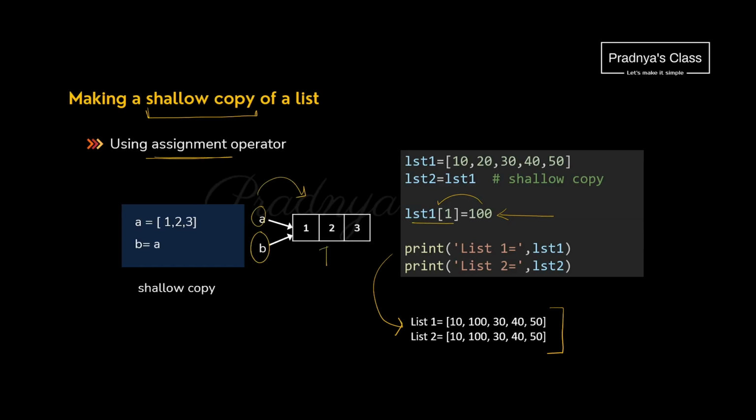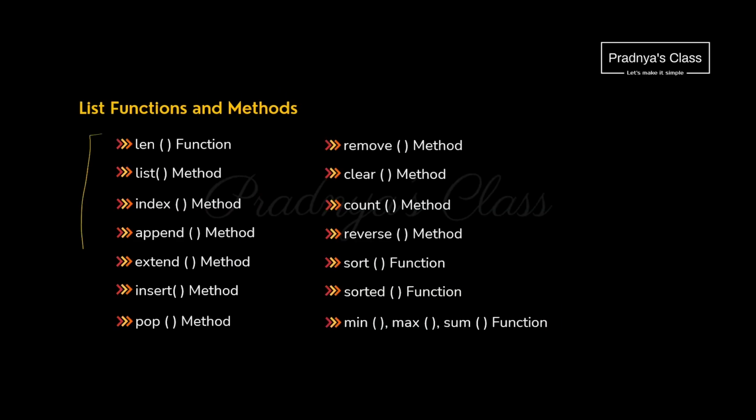That's why when you change one list, it will be reflected in the other. So that was about deep copy and shallow copy. This is an important concept, keep it in mind. Okay, now moving ahead, we have to discuss all the functions and methods associated with list.